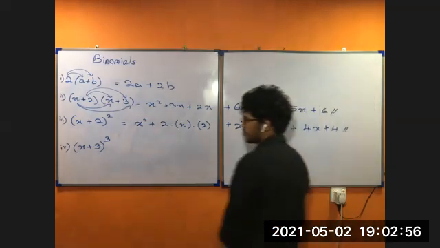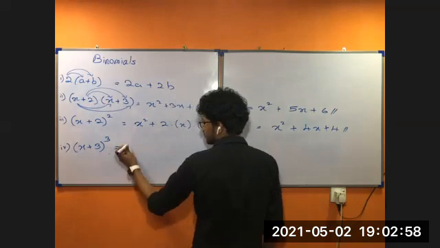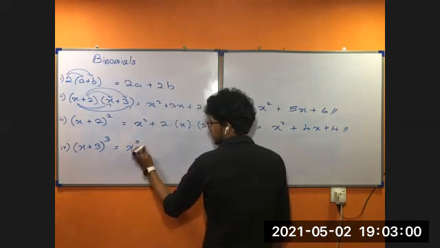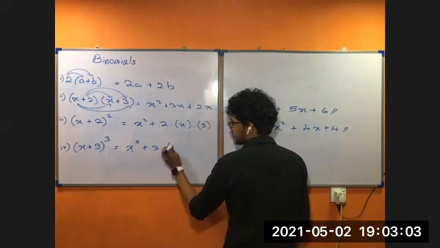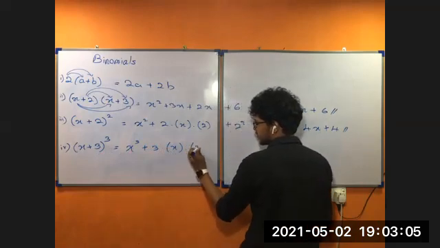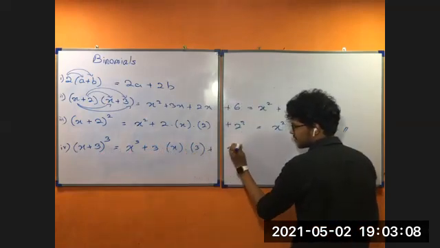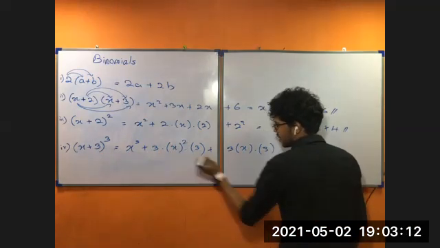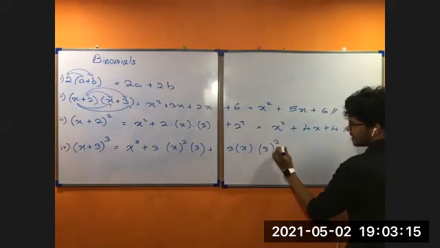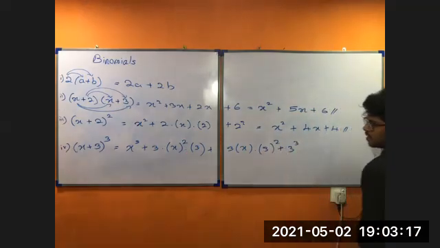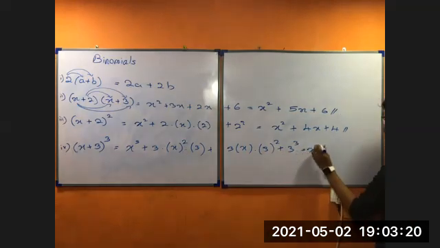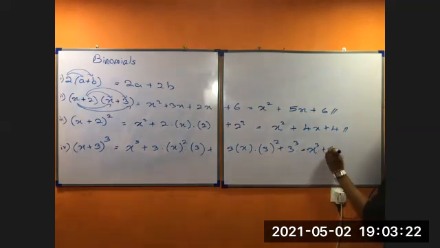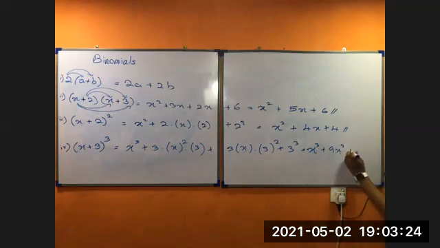Then we have cube. We also learned about cube. So that is going to be the first term cubed plus 3 times the first term squared times the second term plus 3 times the first term times the second term squared, so you need to square each term, right, plus the second term cubed. So this thing you can also write as x cubed plus 9x squared plus 3 times 3, 9, 27x plus 27.